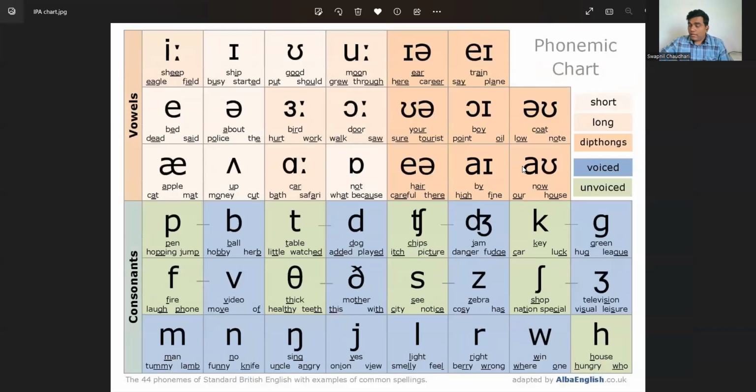Okay. Now let me tell you why we need this. We studied the phonemes, we studied the syllables. Now we studied the IPA chart. Okay. I'm going to stop sharing my screen here. Just allow me a minute. I'm going to explain to you why we need this at all.